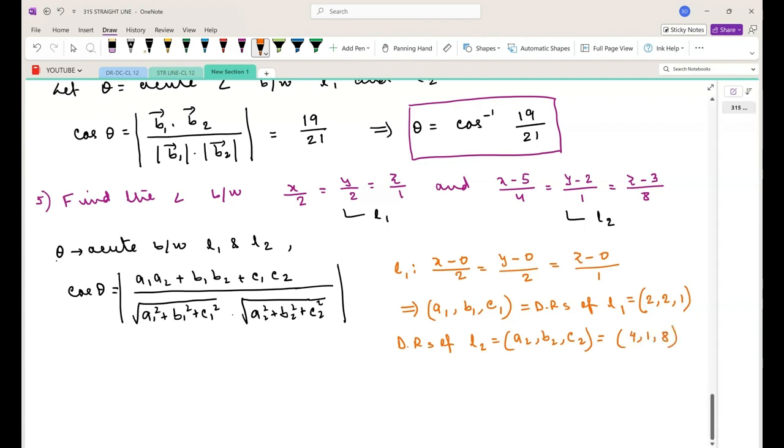So now we know all the 6 values, the A's and B's. If we now plug in the values and calculate, you will get the value 2 by 3. So from here, your theta is cos inverse 2 by 3. So that's the acute angle that you get.